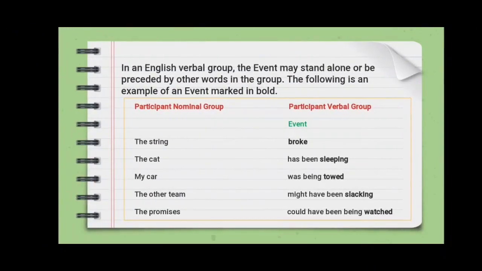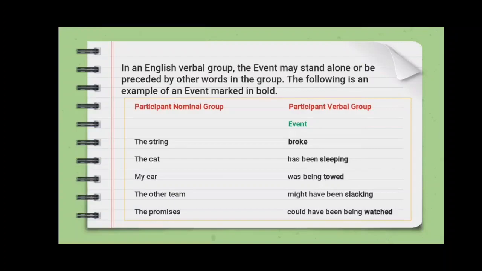The next, in an English verbal group, the event may stand alone or be preceded by other words in the group. The following is an example of an event marked in bold. And the first example is the string broke. The string here shows the participant nominal group and broke here shows the event.